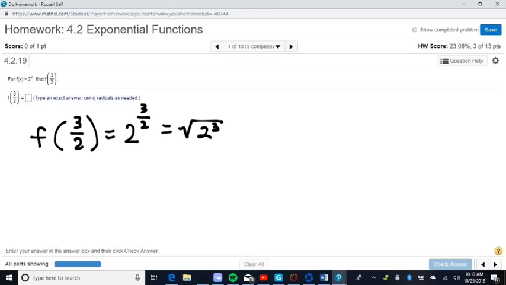Now this is a small number, so it's pretty easy to go ahead and do the 2 to the 3rd power, which is 8, and then take the square root of 8. If you'll remember, that's 4 times 2, and you take the square root of 4, which is 2, and then the 2 comes out. But if you know anything about exponents and taking the roots of exponents, there's another way of doing that.